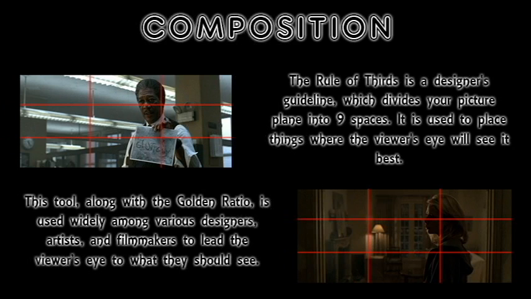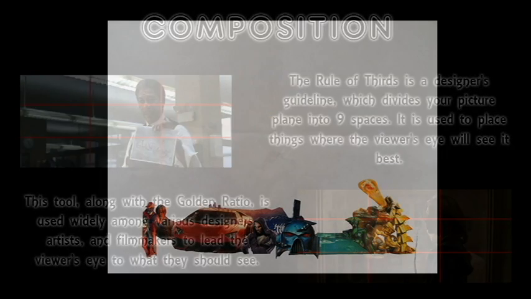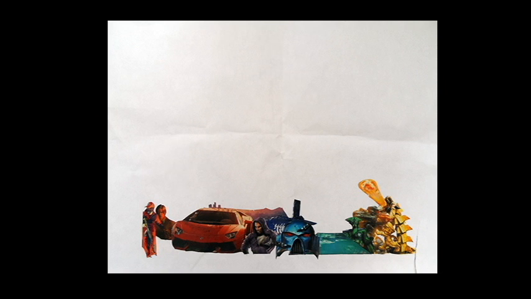This tool, along with the golden ratio, also called the golden rectangle, is used widely amongst various designers, artists, and filmmakers to lead the audience eye. For this exercise, we cut out various magazine clippings and arranged the pieces into a color spectrum. During this, we kept the rule of thirds in mind and lined up the contours of every cutout to create a whole image.